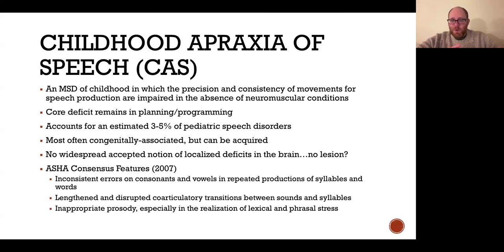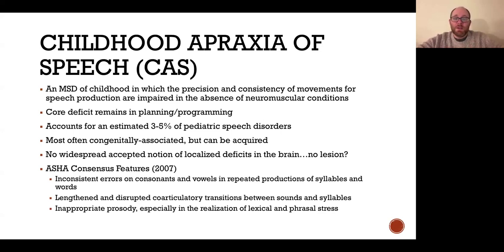Again, this is another disorder that was pretty hard to define. So in 2007, ASHA got together and they came up with what they called their consensus features for the diagnosis of childhood apraxia of speech. With that, they said that inconsistent errors on consonants and vowels in repeated productions of syllables and words was one feature. So if you're having them produce syllable after syllable after syllable, and they're having inconsistent errors on both the consonants and vowels, or, same thing with words, that is a feature of CAS.